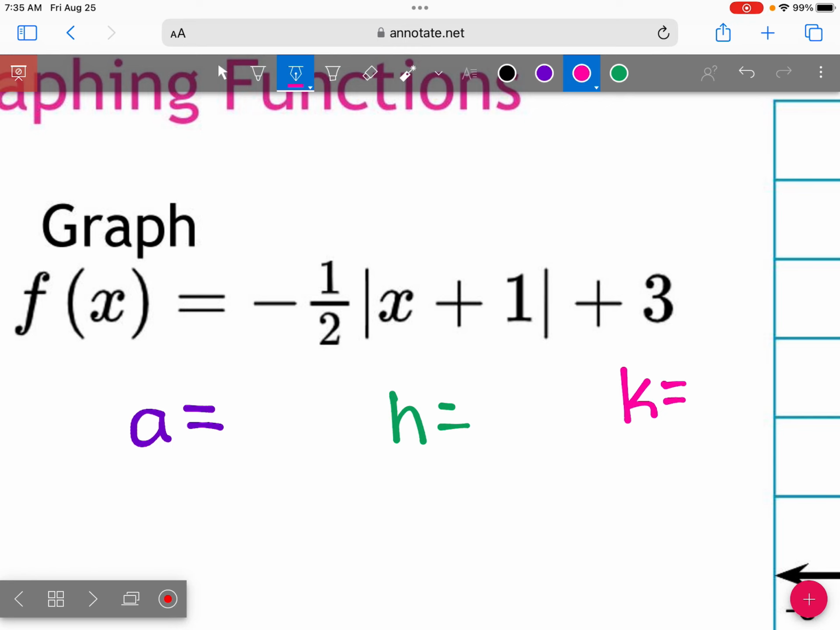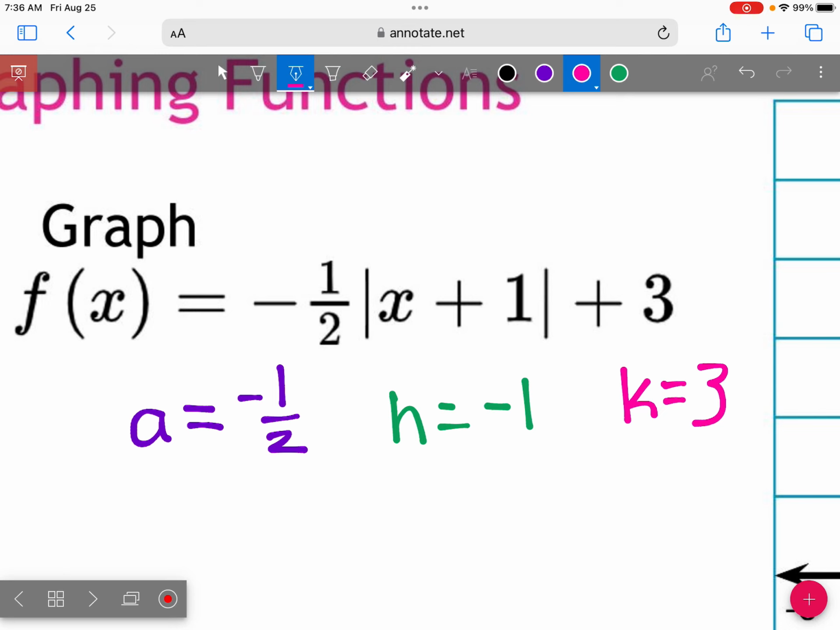What do we have? I heard H is negative 1, and I heard A is negative 1/2. What's our K? 3. What does this mean? A of negative 1/2. What's happening? Compressed, because it's so little and cute. I want to squish it. And it's reflected over our x-axis. Since that A is negative, it's going to be upside down.